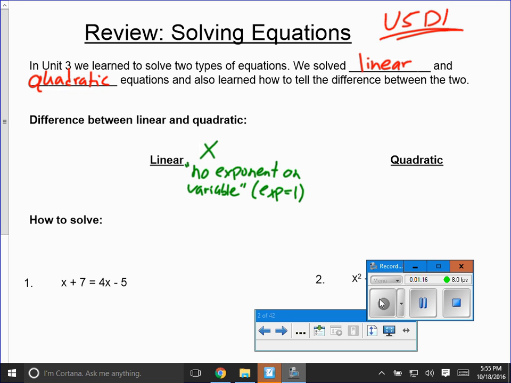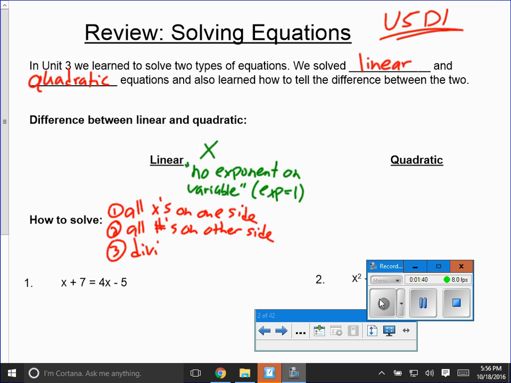So in terms of how we solve that, first thing is we get all the x's on one side, then we get all the numbers on the other side, all the constants. And then we divide by the coefficient to solve. And another thing we saw every time we solved a linear equation is we got one answer.